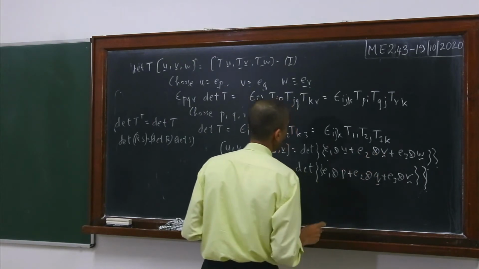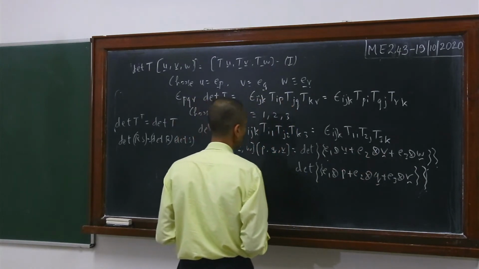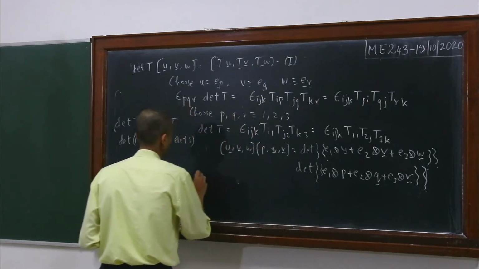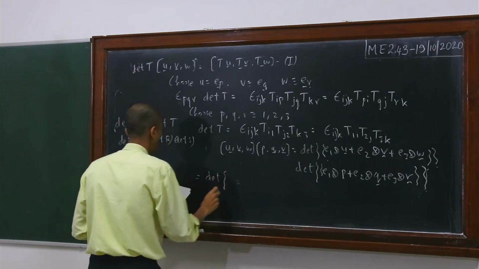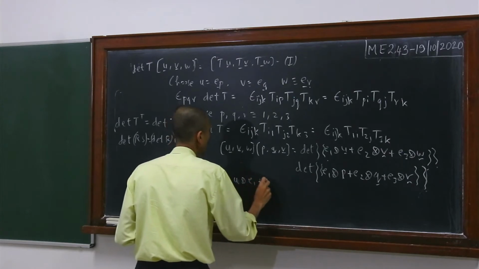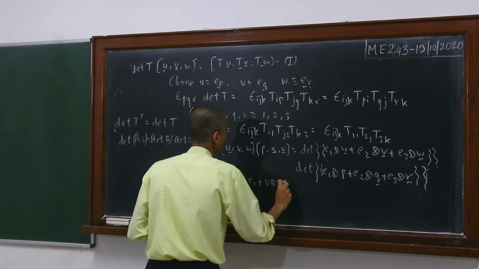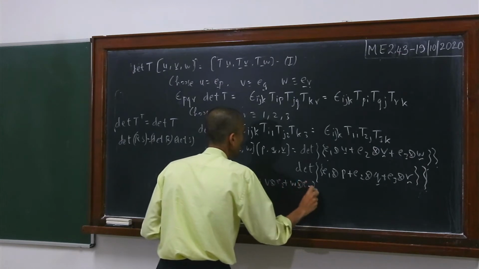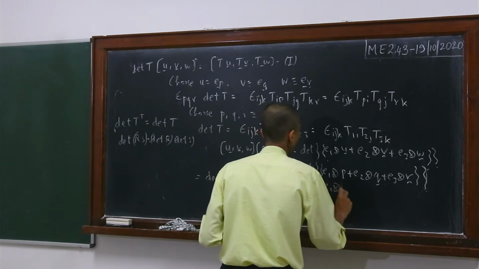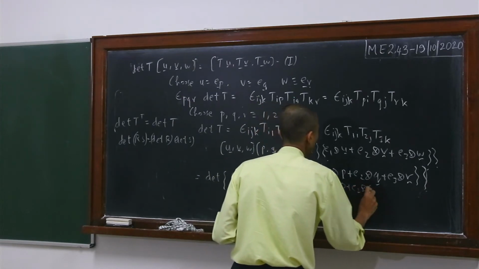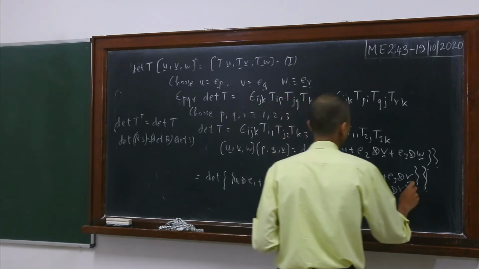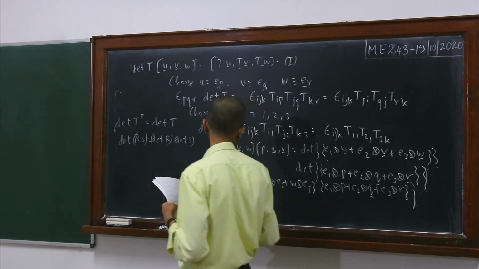Because the determinant of the transpose is equal to the determinant of that. So this I can now write as equal to the determinant of (U dyadic E1 plus V dyadic E2 plus W dyadic E3) times (E1 dyadic P plus E2 dyadic Q plus E3 dyadic R), and this is the whole determinant here, right? And then multiply these two.